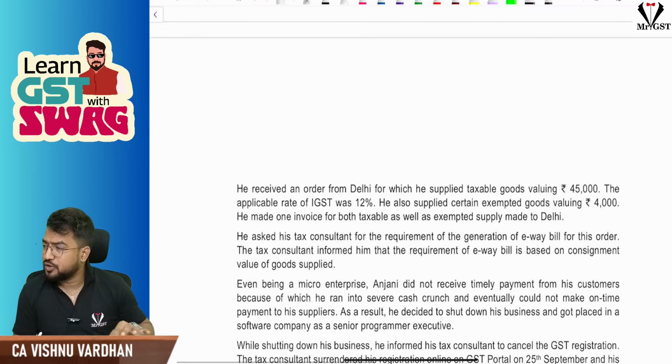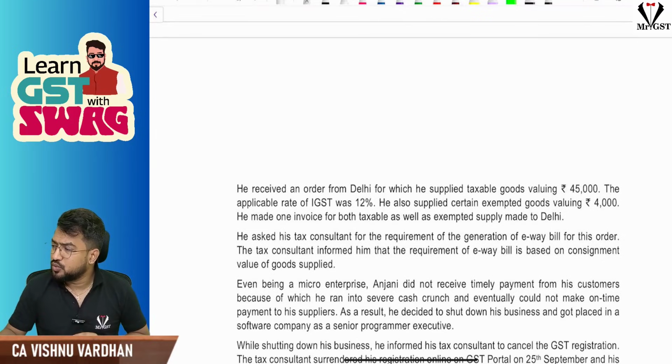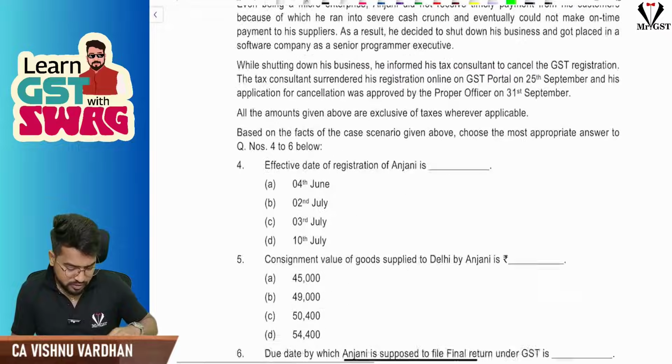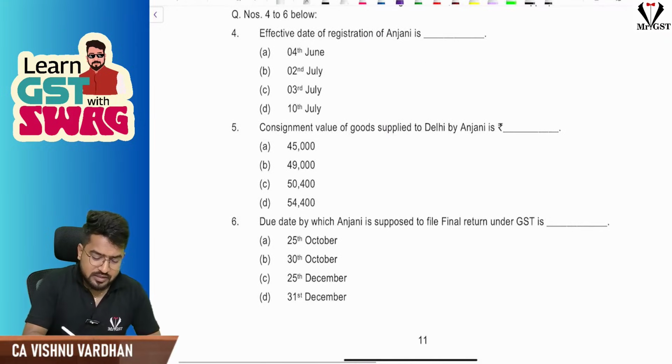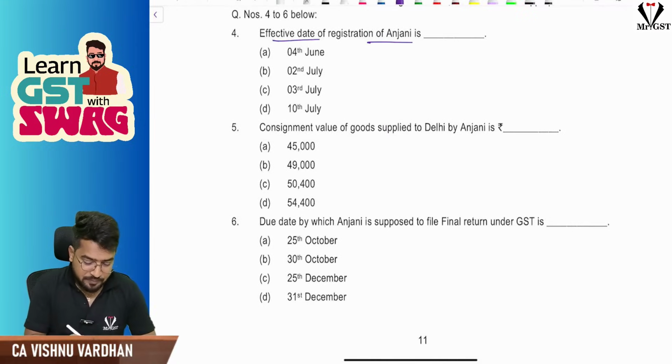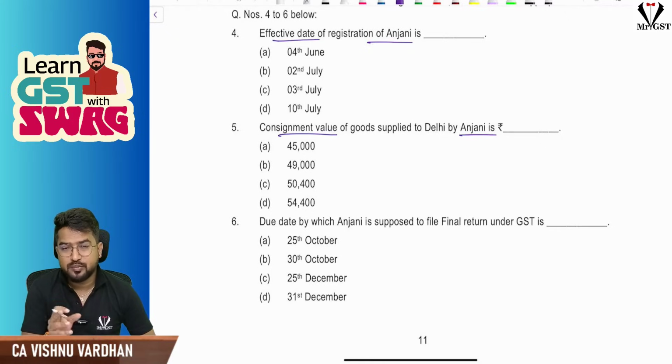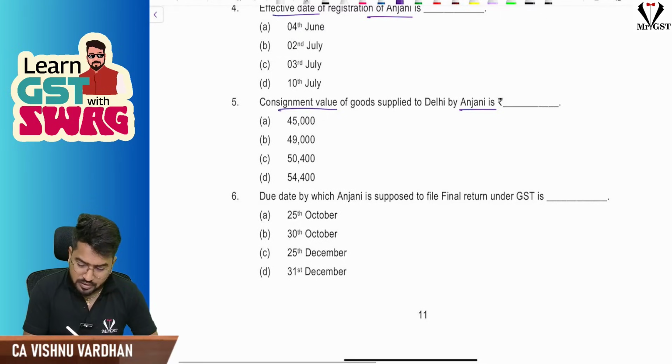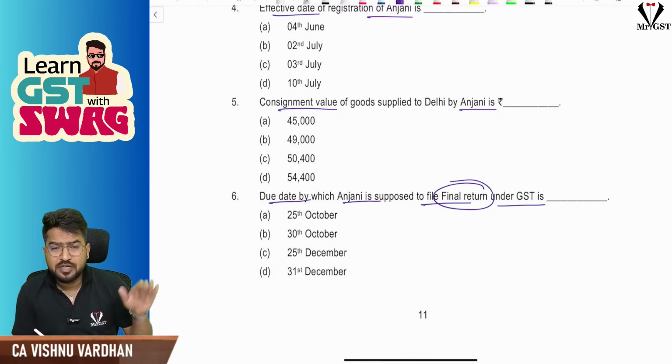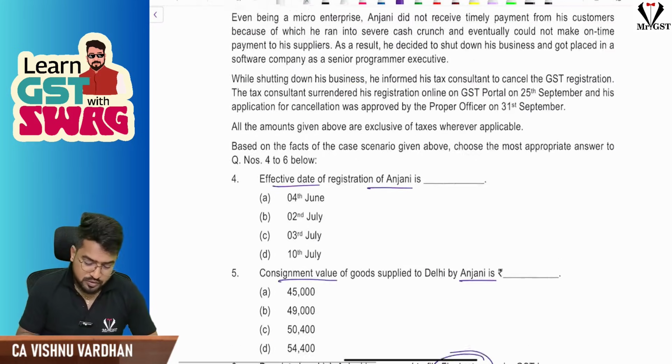Coming to case scenario number 2. As you know, let us go with the MCQs first. They are asking the effective date of registration, again consignment value, and you understand consignment value in GST means both the taxable value plus GST, excluding exempt supplies. You should be remembering that. Next, the due date on which Anjani is supposed to file the final return. Final return, what is the due date? 3 months from the date of order of cancellation or effective date of cancellation, whichever is later. Okay, that is the point.